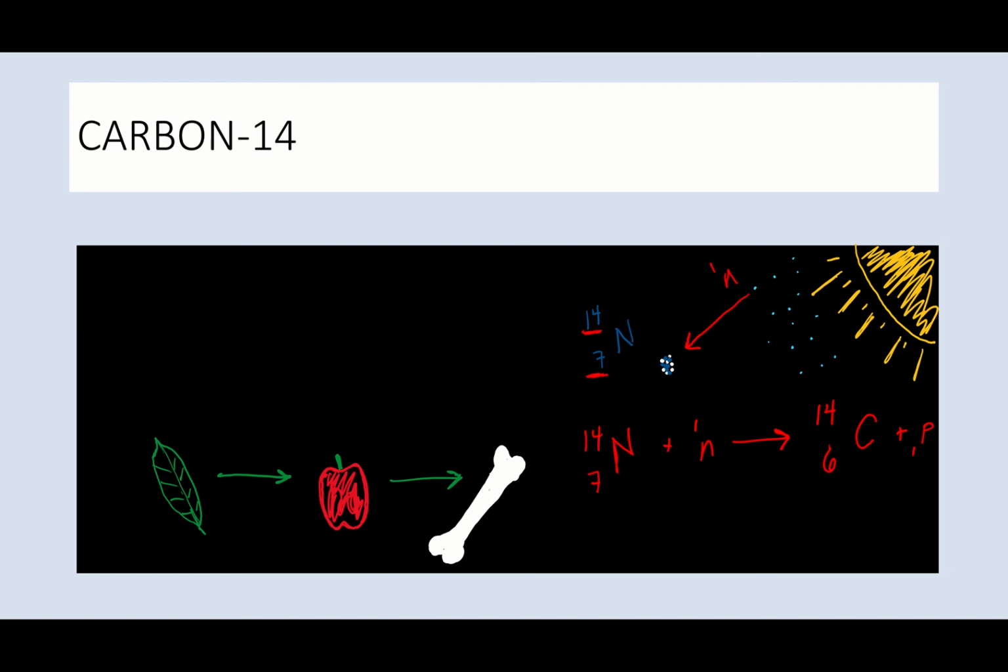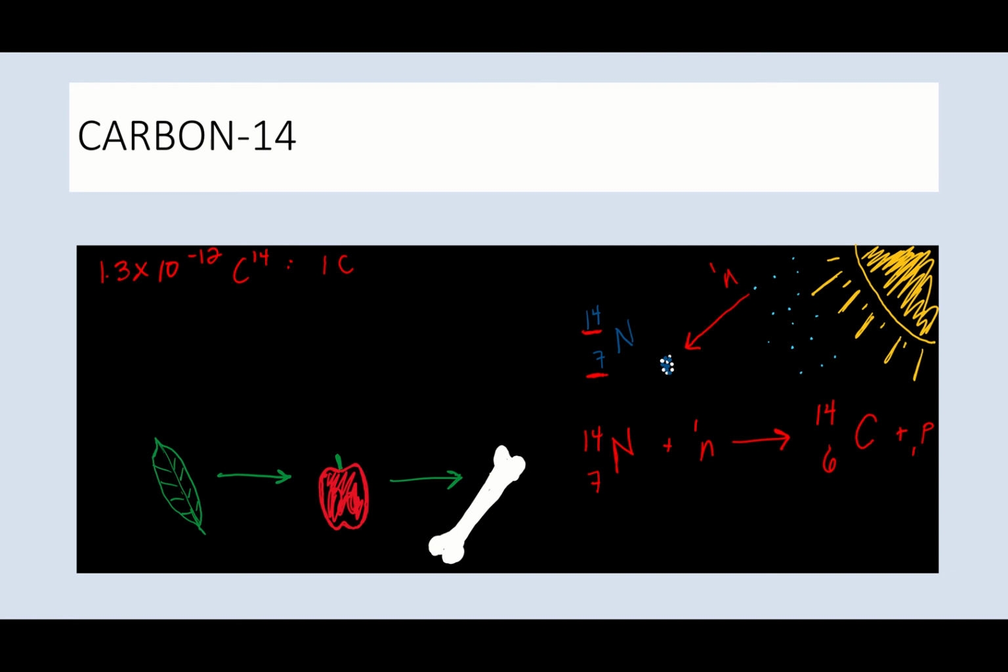And this happens in a known ratio. So in our atmosphere, we have 1.3 times 10 to the negative 12 carbon-14s to every 1 normal carbon, which means that carbon-14 is relatively rare.